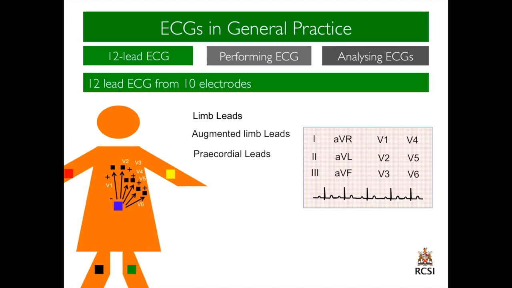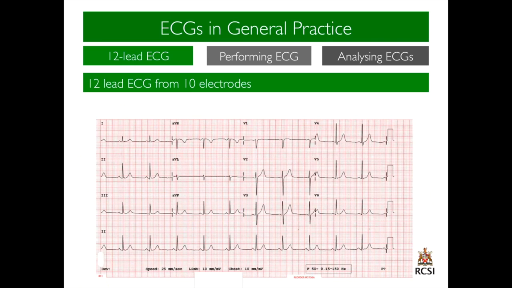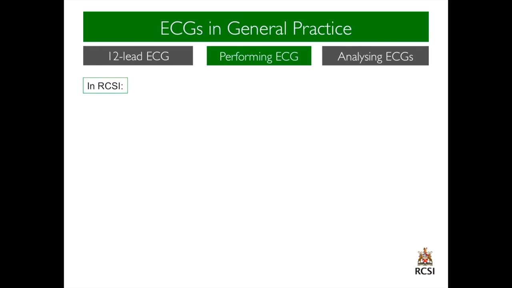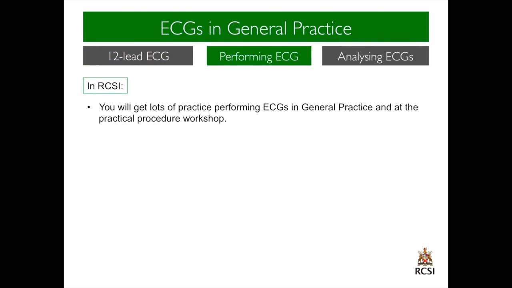Beneath the 12-lead ECG is a rhythm strip, which typically is represented by lead 2. This 12-lead ECG represents normal sinus rhythm. 1 box represents 0.2 of a second, so 5 boxes represents 1 second. In RCSI, you will get lots of practice performing ECGs in general practice and at the practical procedure workshop.